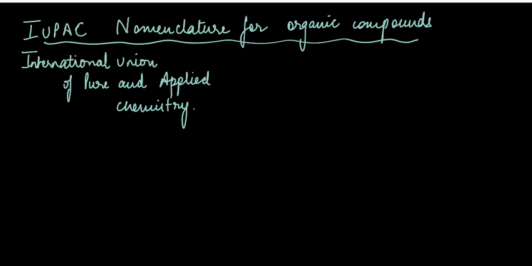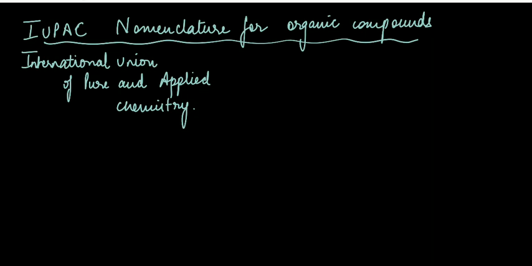Even in your lower classes you have studied about chemical formulas, that is again given by IUPAC. Similarly, in organic compounds the nomenclature is given by IUPAC itself. So when we have to name an organic compound, we need to understand how the name is written and what the parts of those organic compounds are.